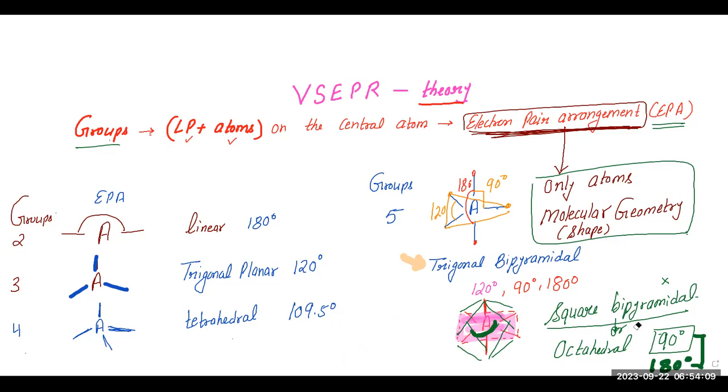So ready? Okay, children, let's move. So now you should have your rules for how to draw the Lewis dot structure. So I will start with group 2, which we have already decided as linear.